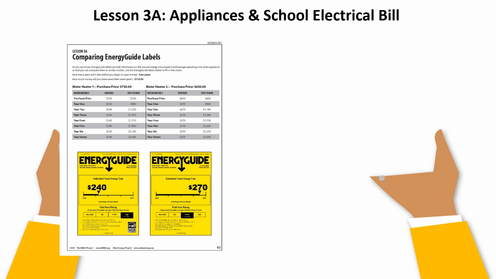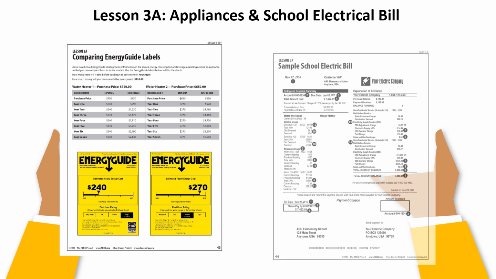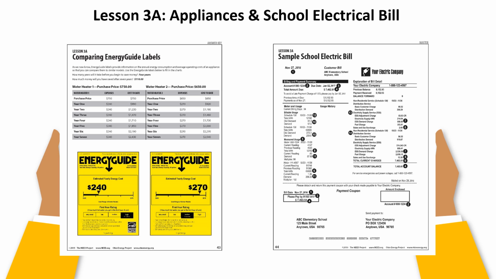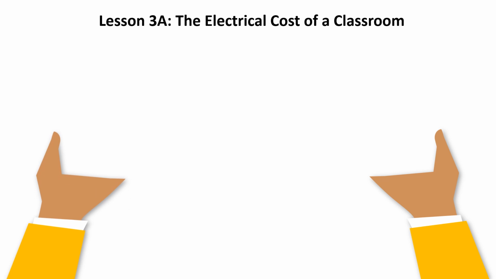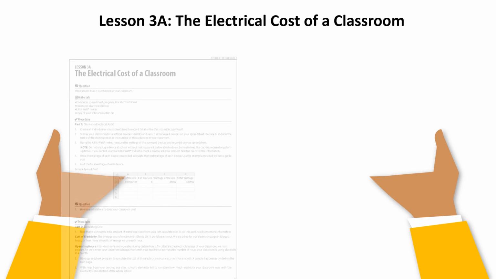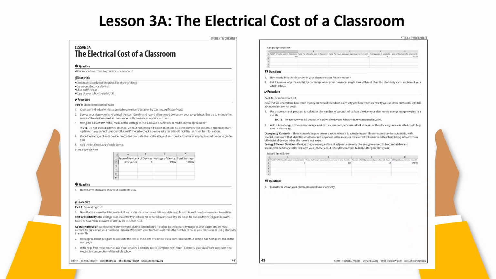more efficient purchases. Next, they will review and identify the components that are included on a school electric bill and understand that although utility bills may look different, they typically contain some of the same information. Finally, they will figure out how much it costs to power their classroom. To complete this lesson, students will need a computer spreadsheet program like Microsoft Excel, all the electrical devices in your classroom, a kilowatt meter, and a copy of your school's electrical bill if applicable.